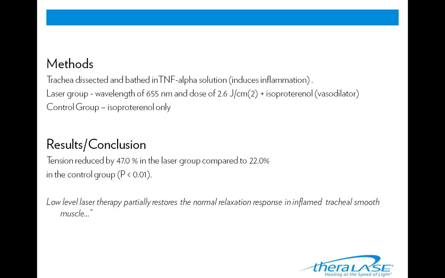And they found that the muscle tension was reduced by 47% in the laser group compared to only 22% in the control group. Their conclusions were that low-level laser therapy partially restores the normal muscle relaxation response in inflamed tracheal smooth muscle. So this is another application where we really might see more and more research and potential treatments by using laser therapy for airway obstruction, for asthma, and bronchial conditions. So it's kind of an exciting area of research.